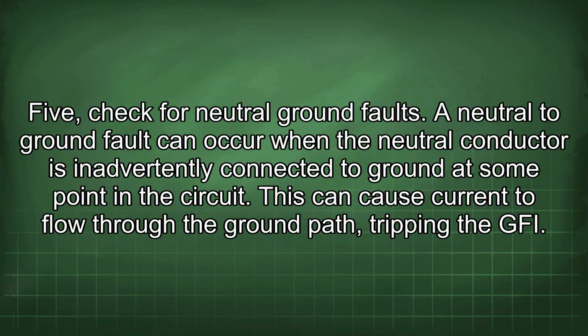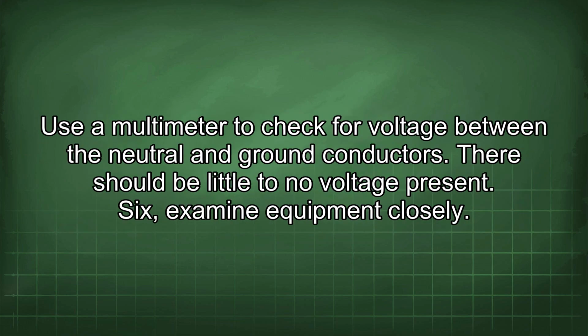5. Check for neutral ground faults. A neutral to ground fault can occur when the neutral conductor is inadvertently connected to ground at some point in the circuit. This can cause current to flow through the ground path, tripping the GFI. Use a multimeter to check for voltage between the neutral and ground conductors. There should be little to no voltage present.